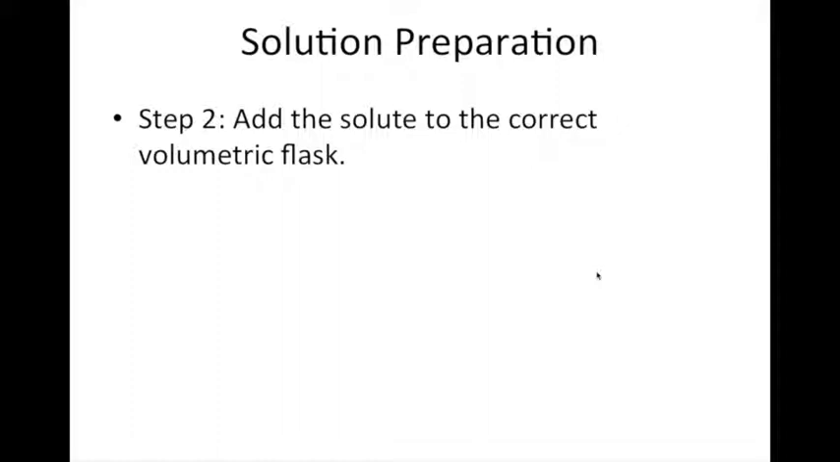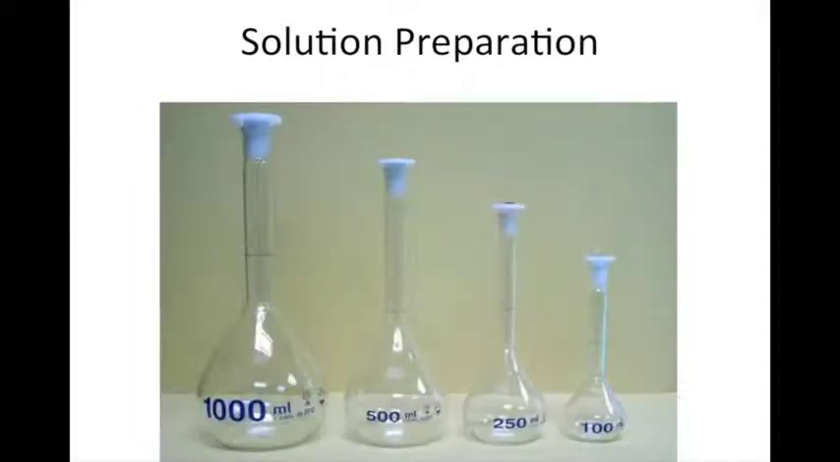The next step is to add the solute to a volumetric flask. Generally, we prepare solutions in volumetric flasks because volumetric flasks are very accurate at measuring a particular volume. Volumetric flasks can measure one particular volume very accurately. So here we could prepare a 1,000 milliliter solution, a 500, a 250, or a 100 milliliter solution in the appropriate volumetric flask.